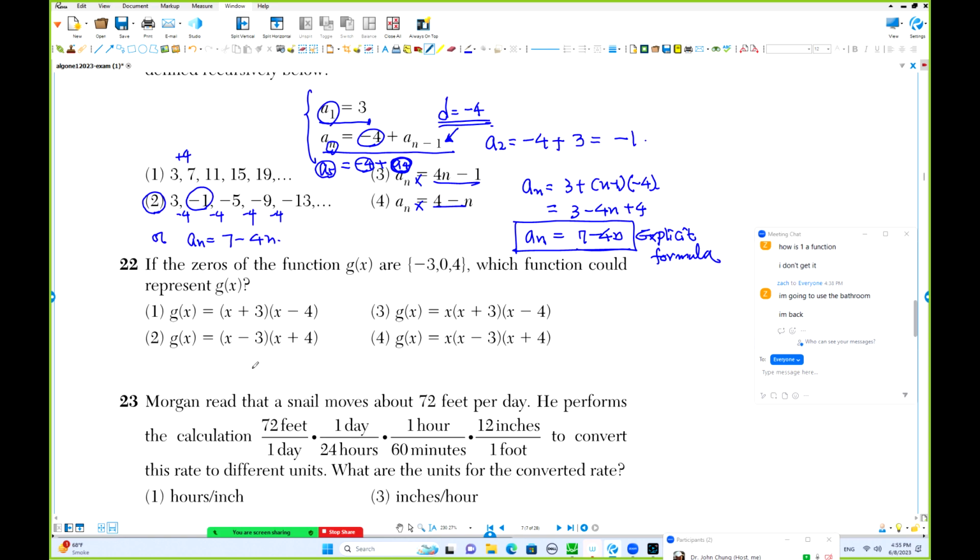All right, number 22. The zeros of the function are negative 3 and 4. Zeros are where the x-intercepts are. When you have an x-intercept at negative 3, there's going to be a factor of x plus 3. And for 4, the factor is x minus 4. They create the factors like this. So choice 3 is the answer.